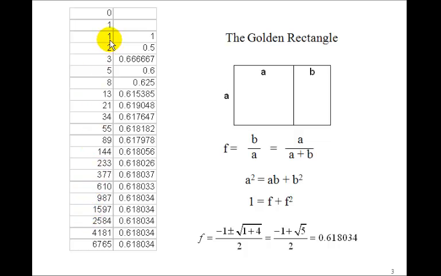And if you look at the Fibonacci sequence, which I've listed over here, and take the ratio of adjacent numbers, you have 1 divided by 1 is 1, 1 divided by 2 is 0.5, 2 divided by 3 is 0.66, 3 divided by 5 is 0.6, and so forth. If you keep going, by the time you get down to here, the ratio converges to 0.618034. That is the ratio of this golden rectangle.